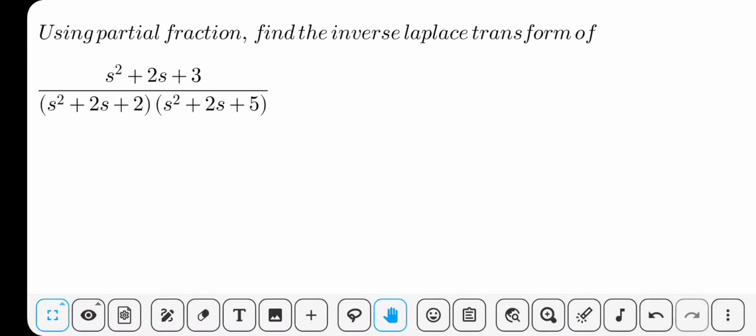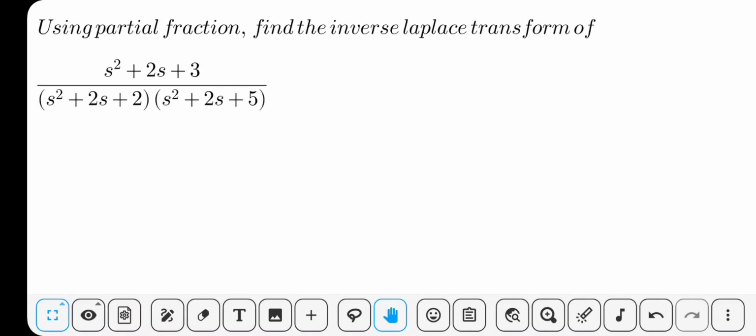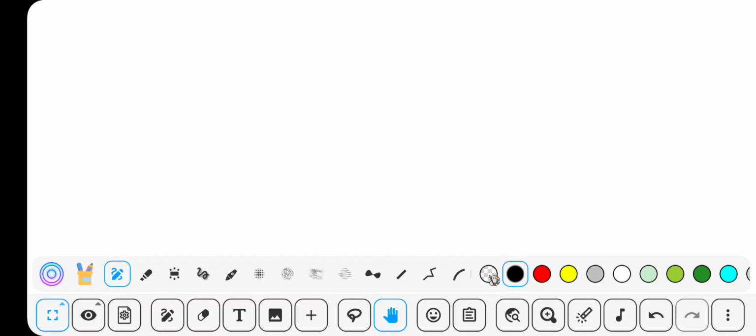In this video, I'm going to teach you how to solve this problem. It says using partial fraction, find the inverse Laplace transform of s squared plus 2s plus 3 all divided by s squared plus 2s plus 2 multiplied by s squared plus 2s plus 5. So, without wasting much of your time, let's start.